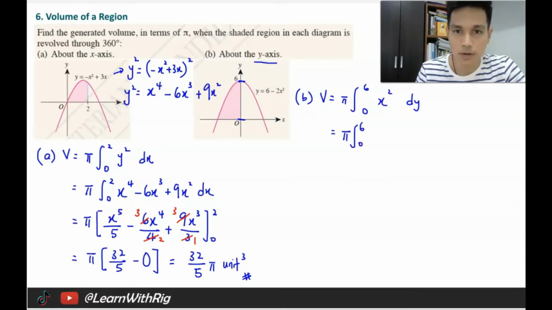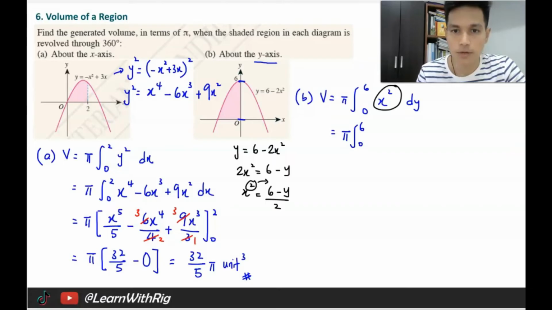So what is x squared? You have to rearrange this formula, because you want to make x squared the subject. So y equals 6 minus 2x squared. So 2x squared equals 6 minus y, I'm just switching places. So x squared equals 6 minus y over 2. Do I have to change the square to become a square root? The answer is no need, because you are looking for x squared. It's already x squared here, so you don't have to change anything.